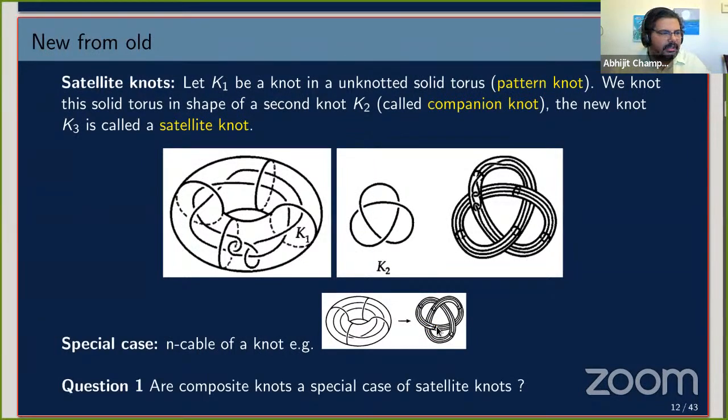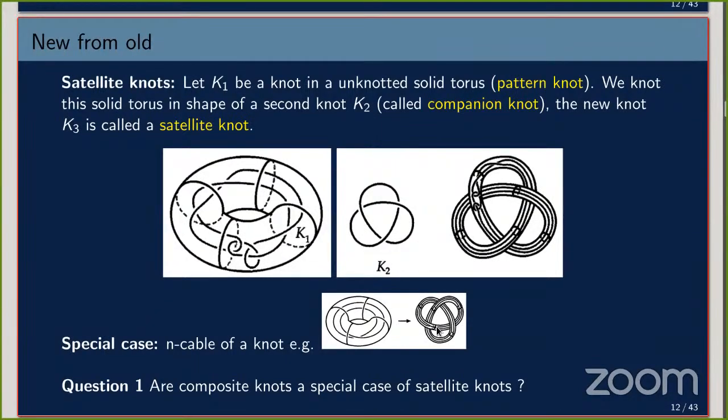So here is a question. If there are no questions from the audience, here is a question for the audience. Composite knots? Abhijit, Dr. Soumya has raised his hand. Yeah, hi. And yes, also Shubham. Soumya, please go ahead. Yeah, so you were saying we knot this solid torus. So what is the meaning of knotting a solid torus? What exactly is the process?